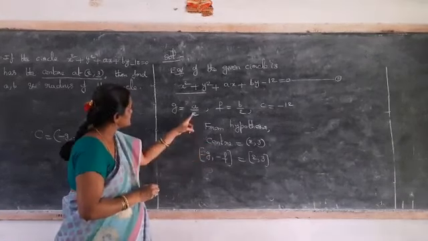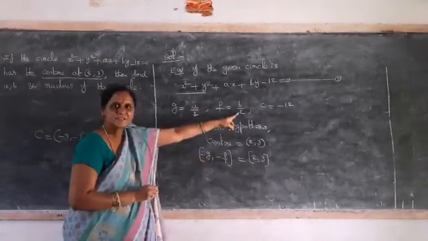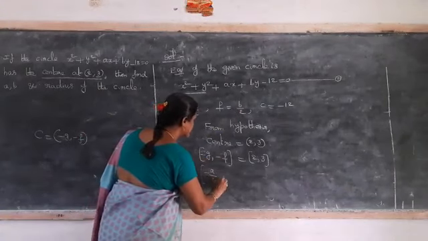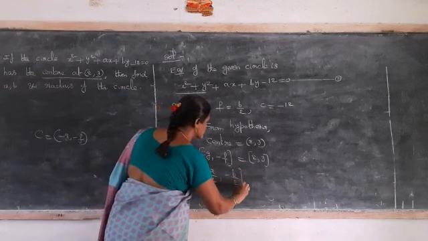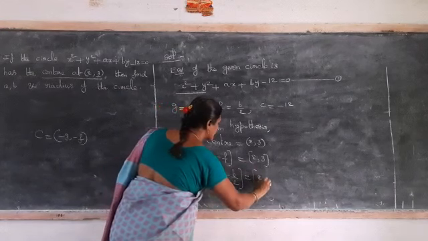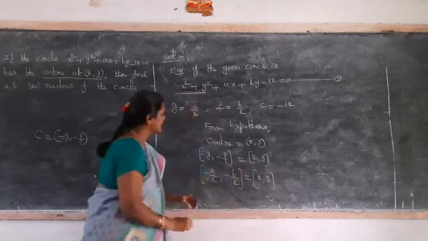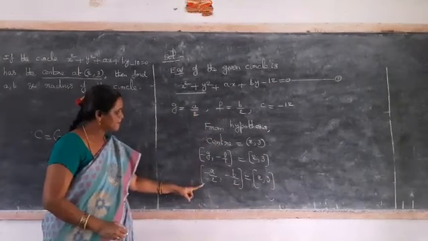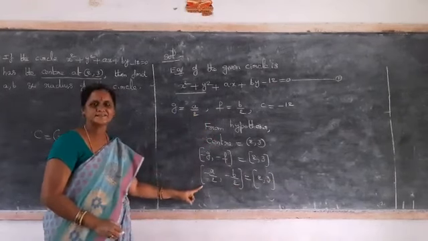Here g value is a by 2, f value is b by 2. I do substitution. So (minus a by 2, minus b by 2) is equal to (2, 3). Okay, I have taken the hypothesis, I simplified the hypothesis, and I got finally to this step.